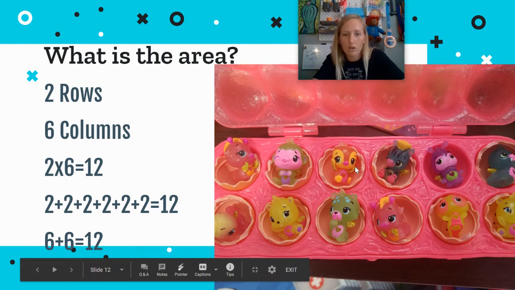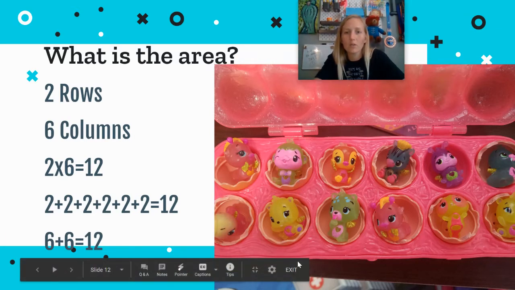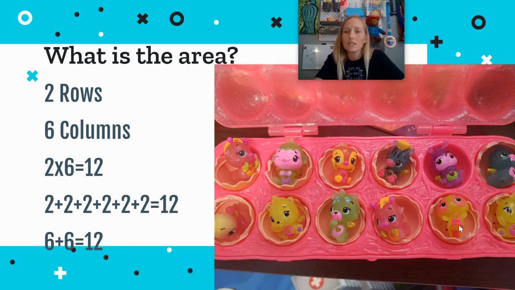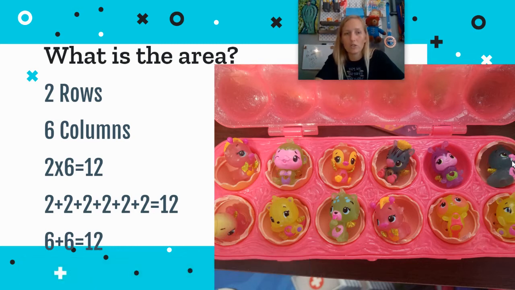That's a double stack. We know that. And then also we could do the 2 plus 2 plus 2 plus 2 plus 2 plus 2, which would be 2 plus 2 is 4, plus 2 more is 6, plus 2 more is 8, plus 2 more is 10, and plus 2 more is 12. Or you could count by 2s: 2, 4, 6, 8, 10, 12. There's so many ways to do it.